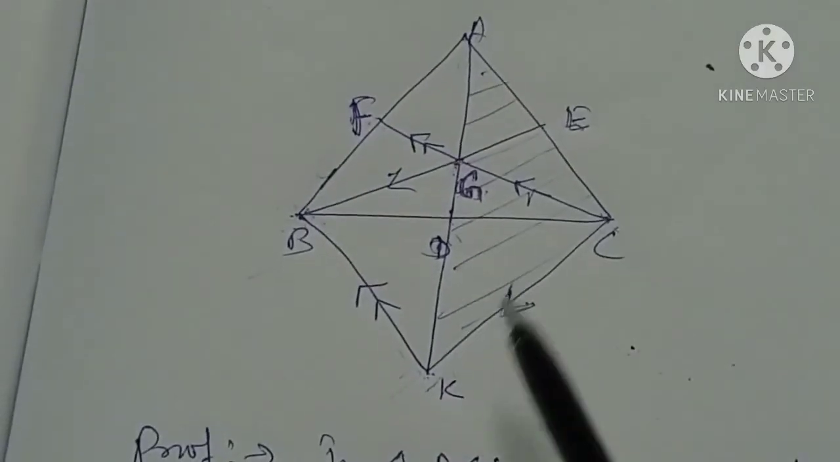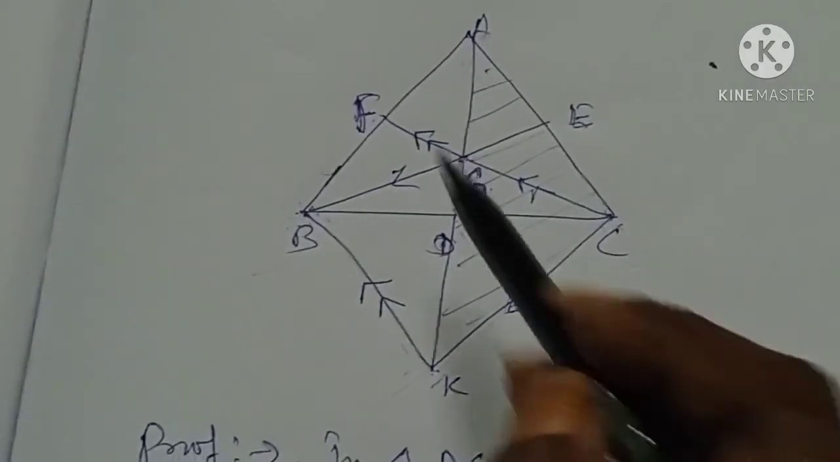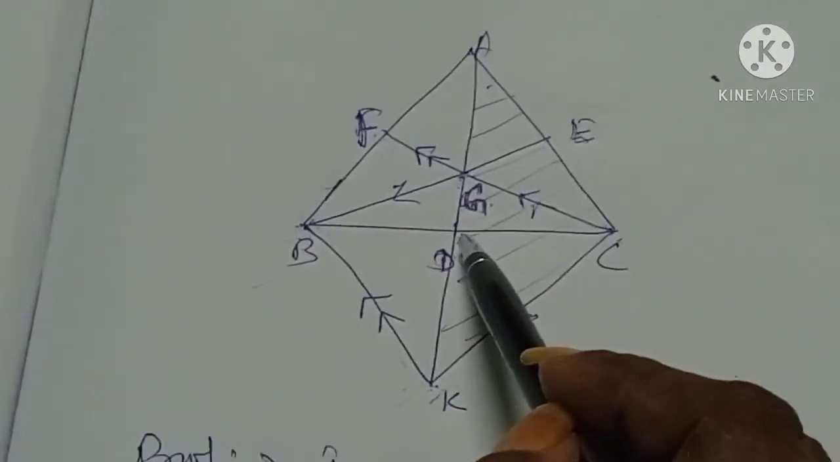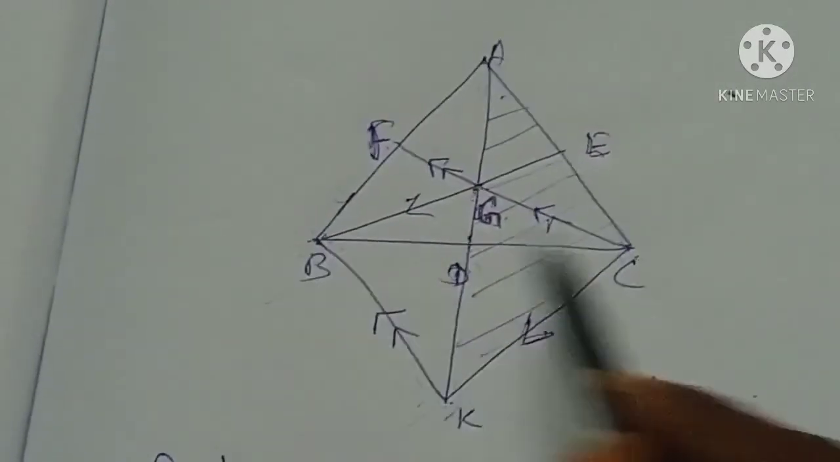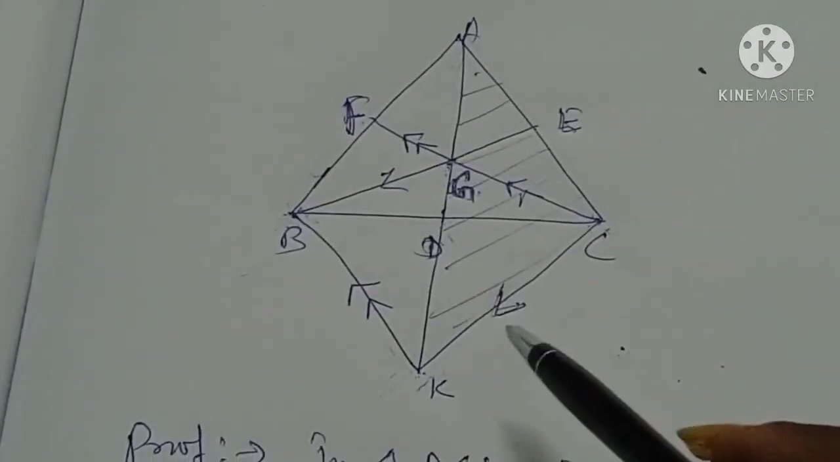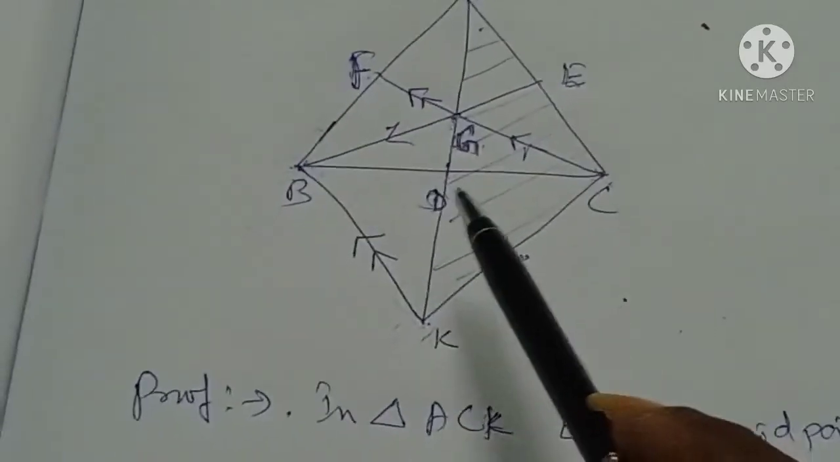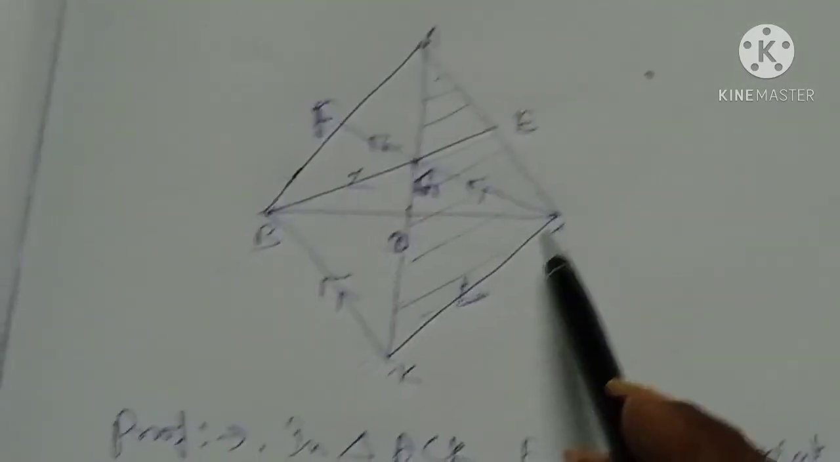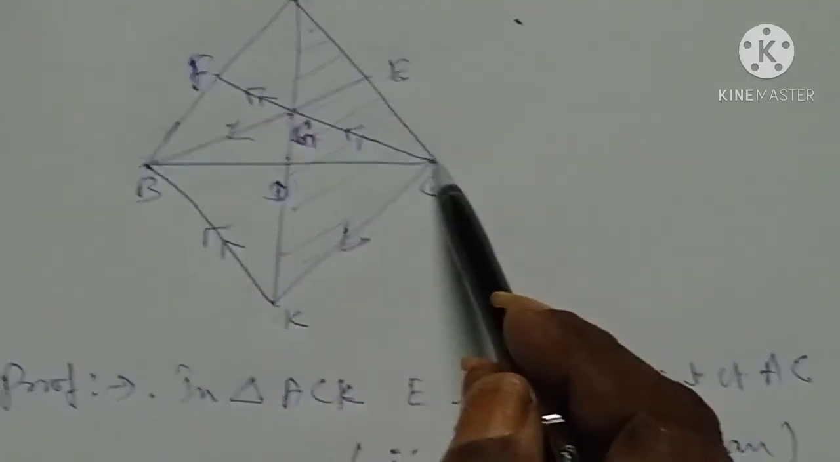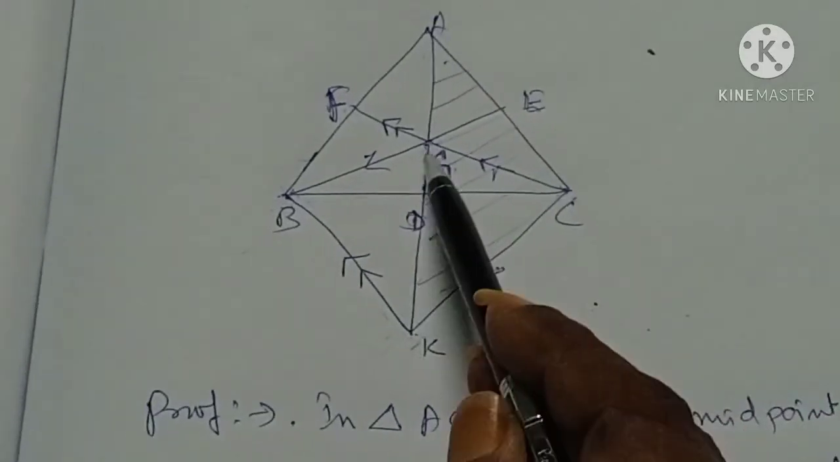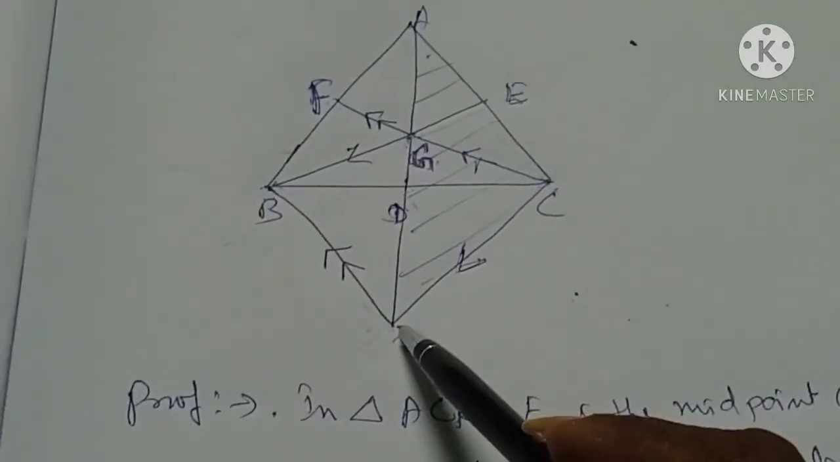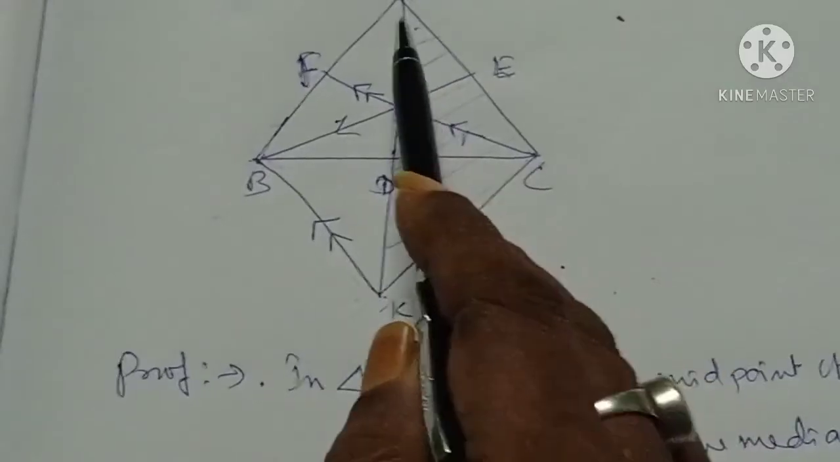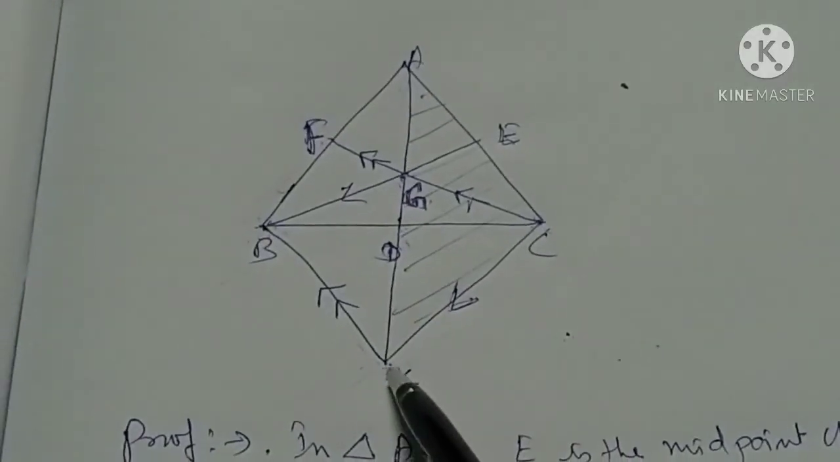Now we have made a construction. We have to prove that AD is the median, or D is the midpoint of BC. So the construction is: through C a line is drawn parallel to GB, and AD is produced to intersect it at K.